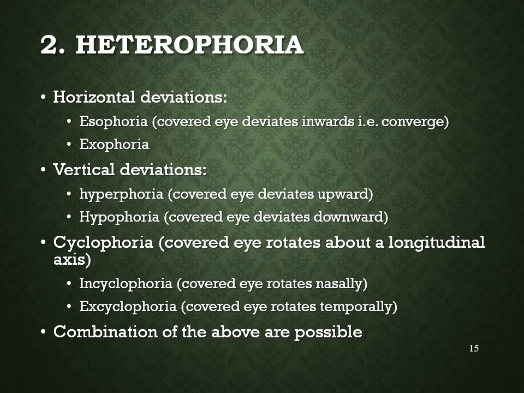We also have cyclophoria, where the covered eye rotates about a longitudinal axis. It can be incyclophoria or excyclophoria. For incyclophoria, the covered eye rotates nasally, and for excyclophoria, the covered eye rotates temporally. And in some cases we have a combination of the above phorias.